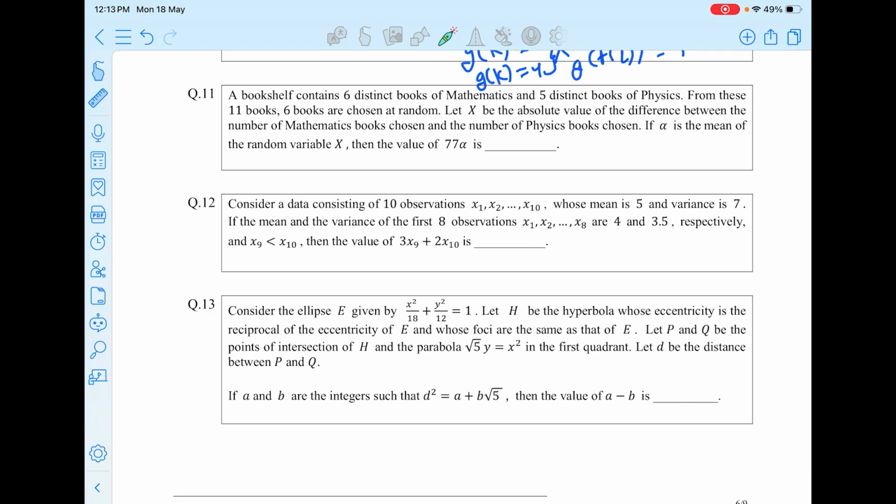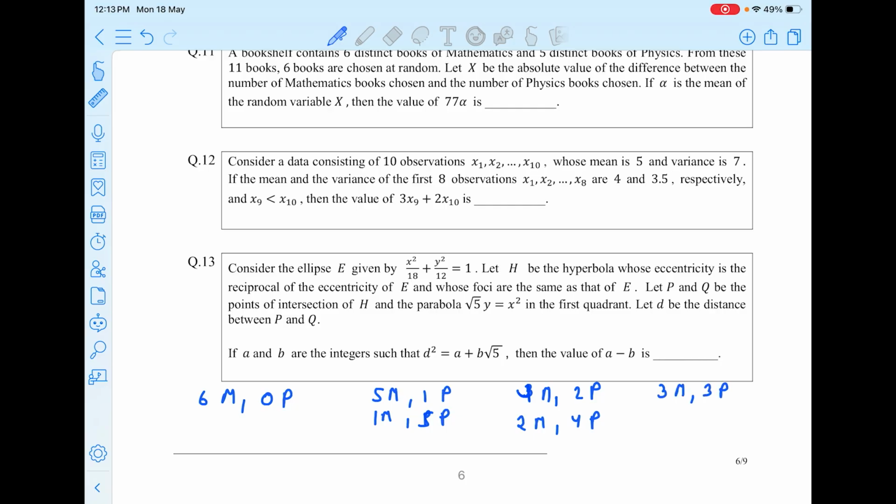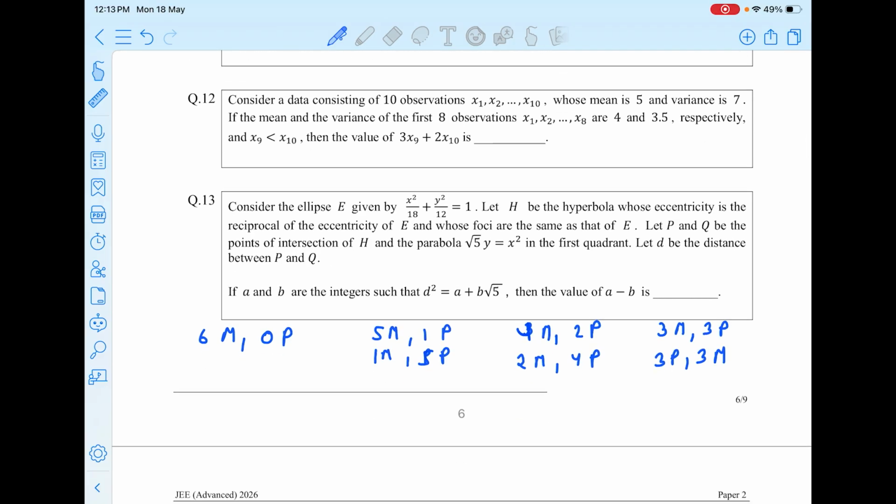See, it may be possible that you will select 6 mathematics books and 0 physics books, or 5 mathematics, 1 physics. In that, what is the difference? 4. Or 1 mathematics, 5 physics. In this case also difference is 4. 4 mathematics, 2 physics, the difference is 2. Or 2 mathematics, 4 physics. In that case also difference is 2. Then 3 mathematics, 3 physics, or 3 physics, 3 mathematics. So basically, what can be the absolute difference? It can be 6, it can be 4, it can be 2, it can be 0.